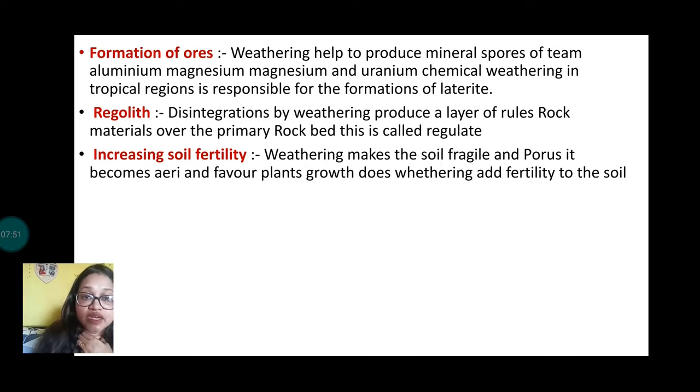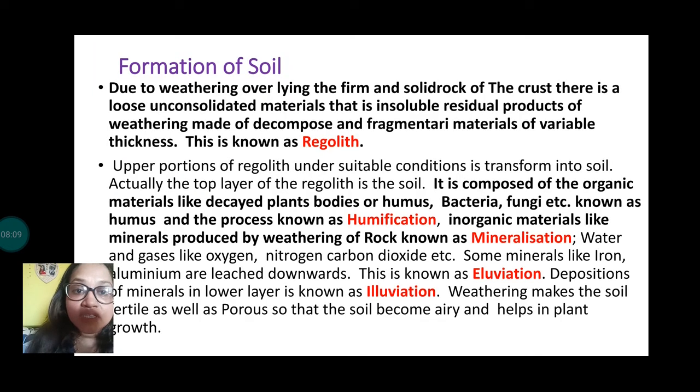Okay, and increasing the soil fertility. The weathering also makes the soil fragile, porous and airy, and that is also favorable for plant growth. At that time this soil is very fertile and any type of crop can grow there. So these are mainly the results of the weathering, or you can say the effects of the weathering.